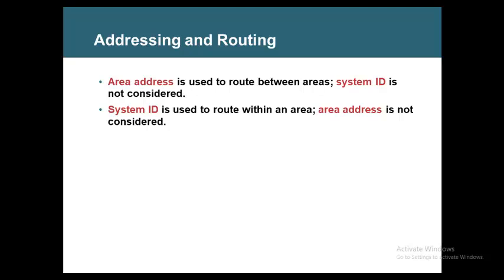Area address is used to route between areas. We already saw this. Between areas, it won't see system ID. It will see area ID. Because area ID is different, it finds the shortest path according to area ID. Whereas within the area, the area ID will be same. So it cannot consider area ID. It only sees the system ID in order to find the shortest path to reach those systems within the area.